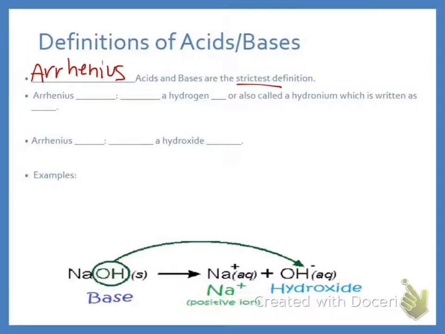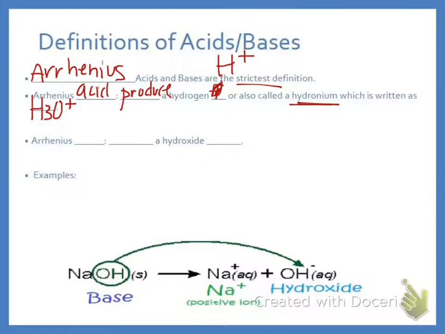And so what the Arrhenius acid states is that it produces a hydrogen. Oh, that's supposed to be H+. That doesn't look like it, does it? Let's put that up there so you can see it. A hydrogen, also called a hydronium, which is written like this, H3O+. So when it's in a reaction or in water, it produces the hydrogen or the H3O+. You have to know what this hydronium looks like. You have to recognize that on a test. So hydronium is H3O+.